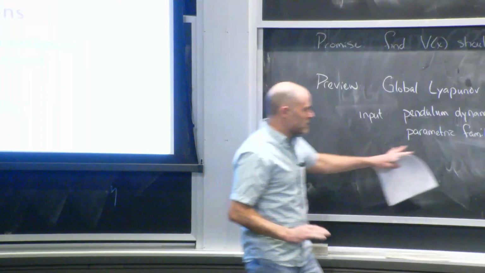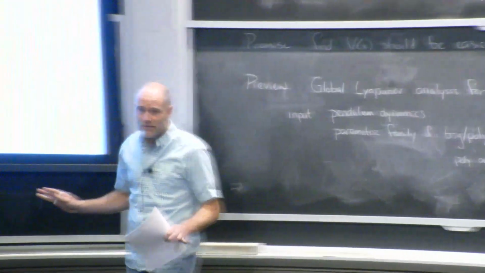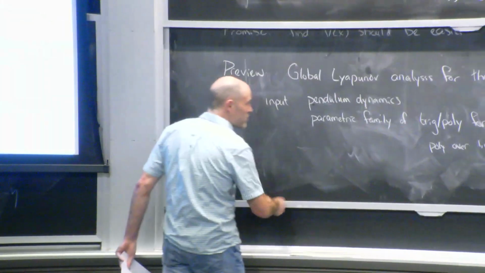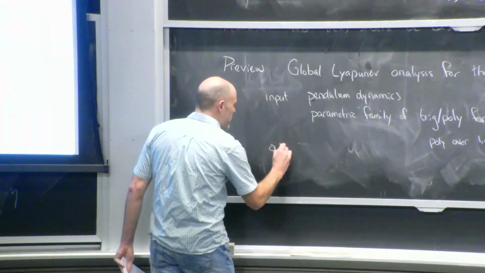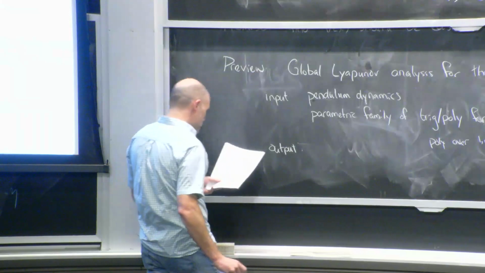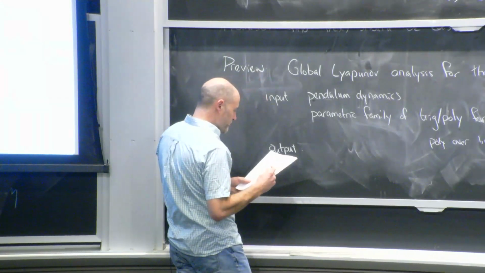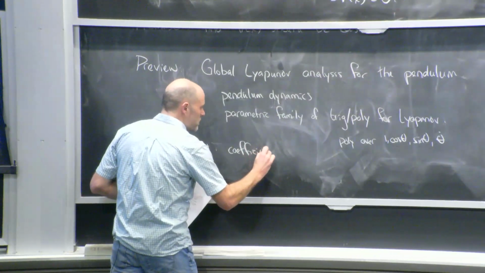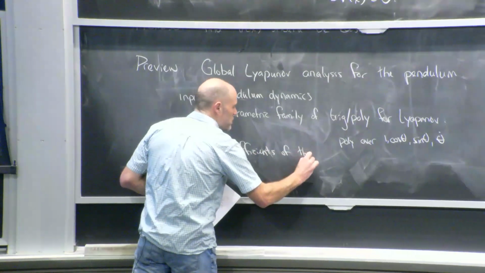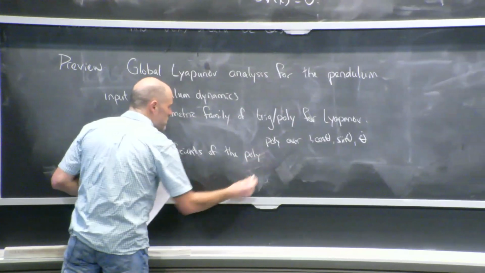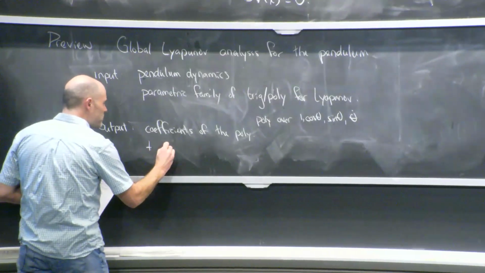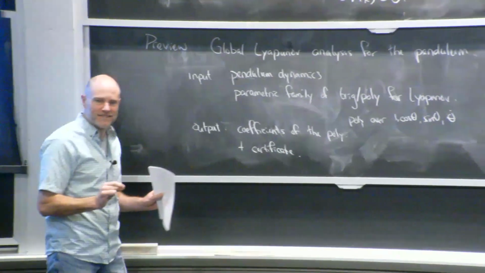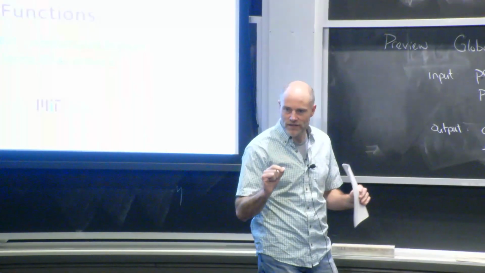But basically, we're going to parameterize a candidate Lyapunov function, and then we're going to give algorithms that search over those parameters, and the output will be the coefficients of the polynomial, the parameters, plus a certificate certifying that the Lyapunov conditions were satisfied for all x. Okay.